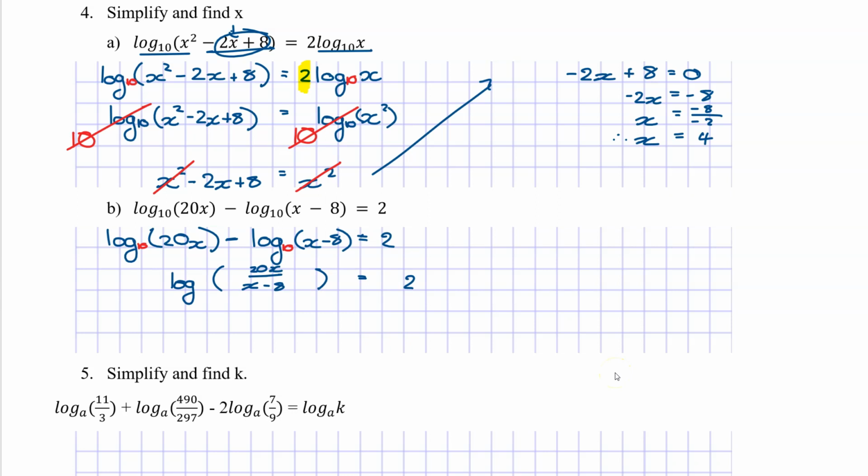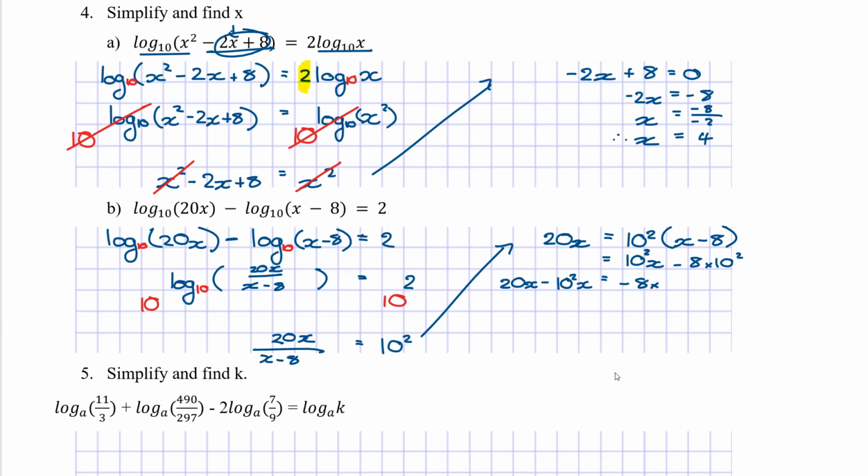Okay, so now everything's in the form of log 10, and what I'm going to do is raise both sides of this equation to the power of 10. So doing that, we're going to get this situation here where it will become 20x divided by x minus 8 equals 10 to the power of 2. Alright, so now rearranging to solve for x. Rearranging for x, I find that x is in fact equal to 10, like so.